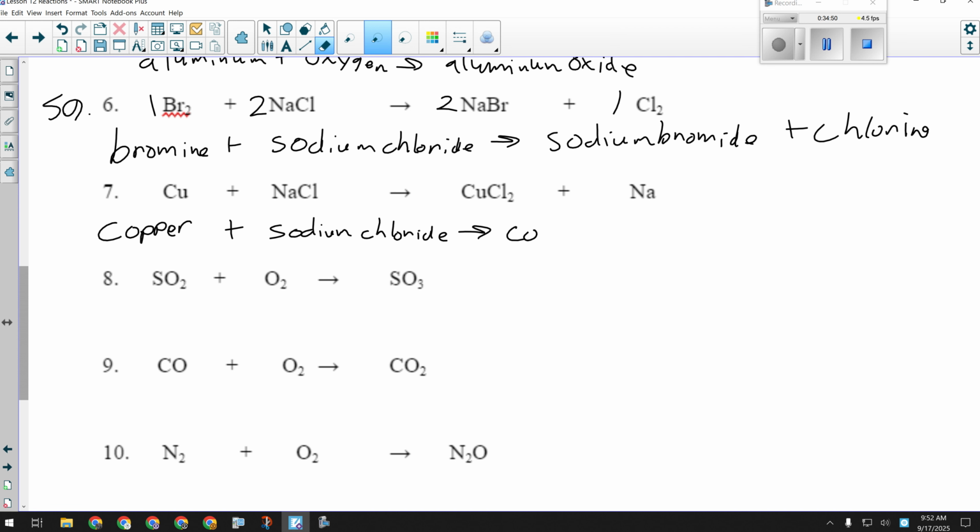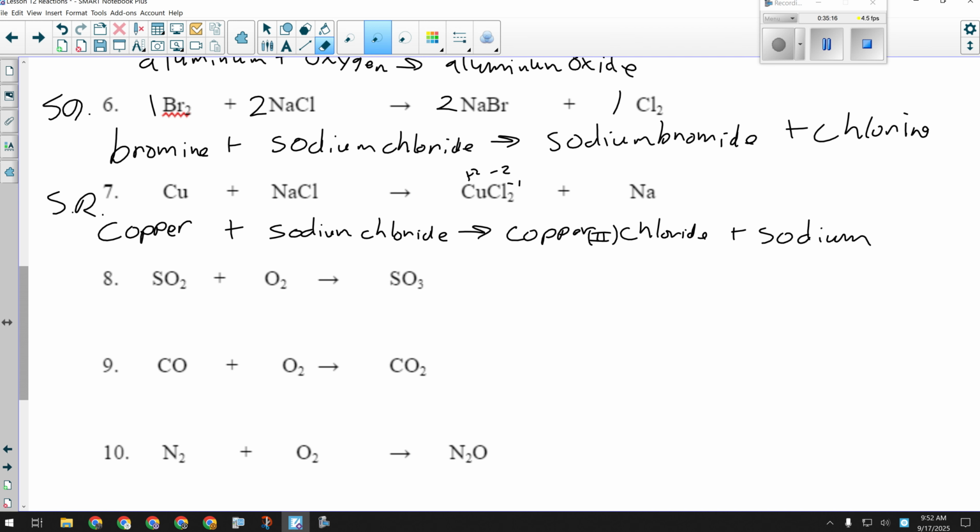Okay, gives copper. Now I put a Roman numeral on it. 2 chloride. Okay, and again, I figured that out by going, this is a -1. There are 2 of them. So I have to get 2 positives from that 1 copper, and it is going to give us sodium. Okay, what kind of reaction is that? Single replacement.